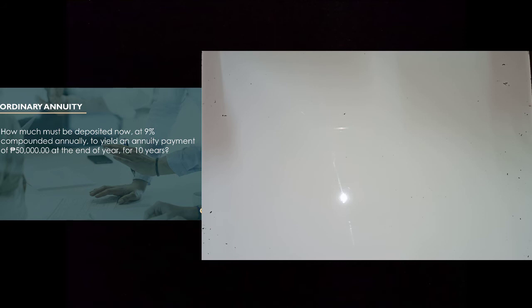For example, number 1. How much must be deposited now at 9% compounded annually to yield an annuity payment of 50,000 pesos at the end of the year for 10 years? Okay po.